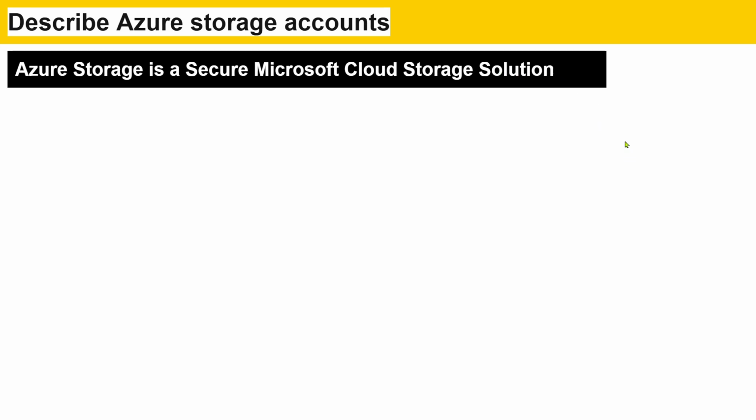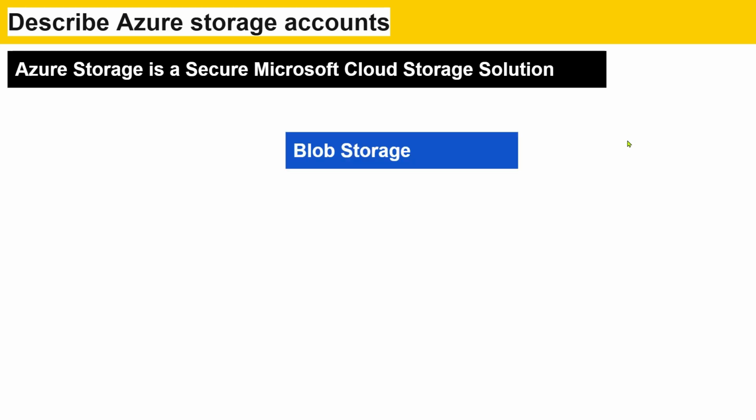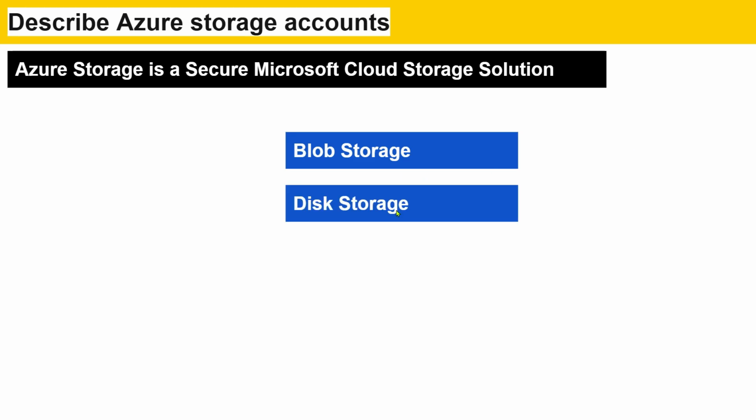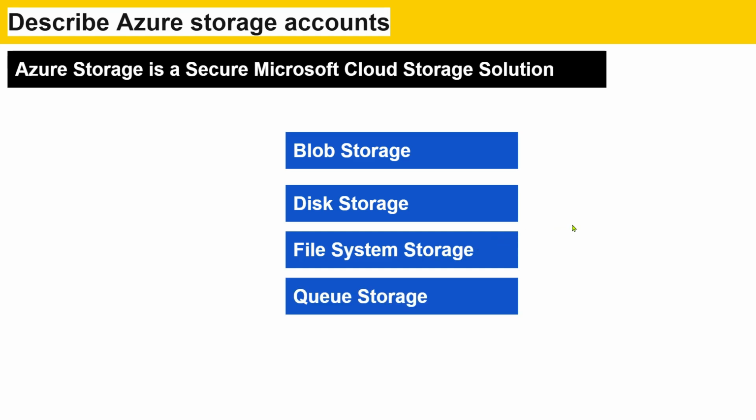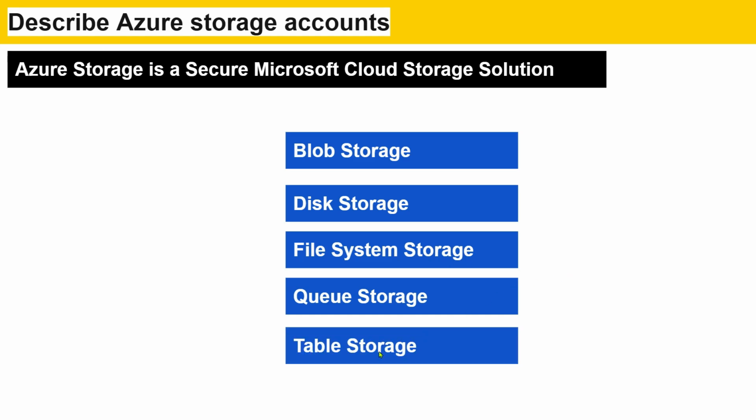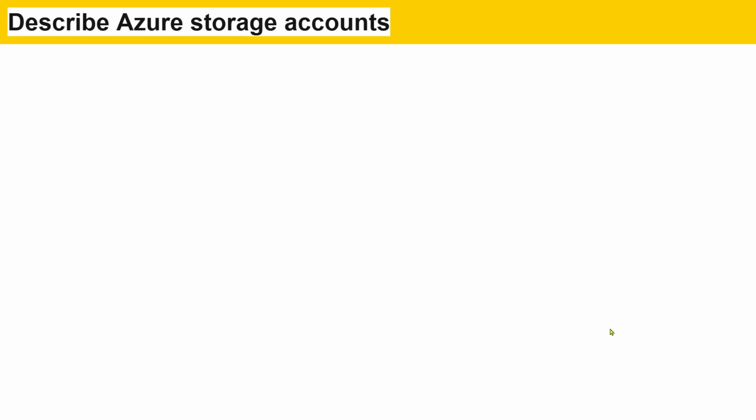In our mind, it only comes the hard drive, but there are various types of storage solutions. The first one is called blob storage. The second one, disk storage, which we all are aware of. The third one is called file system storage. The next one is called queue storage. And there is another one called table storage. Let's see what all of these are, one by one.